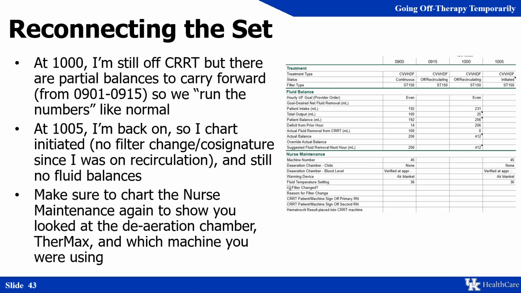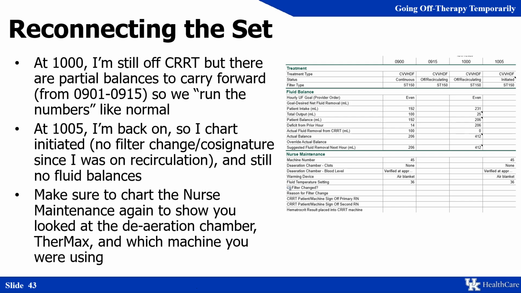Now at 10 o'clock, we're still off CRRT, and it's recirculating while we're down in CAT scan. But we're going to run the numbers just like we did before. Now, we're obviously not going to do this in real time while we're in CAT scan. This is going to be after the fact. So at 10 o'clock, we pull all of our numbers through our Alaris pumps, the ones that we are able to get, and then we do our CRRT flow sheet for that hour for fluid balance. But notice that we're not charting any of the nurse maintenance stuff because we're not actually on CRRT.